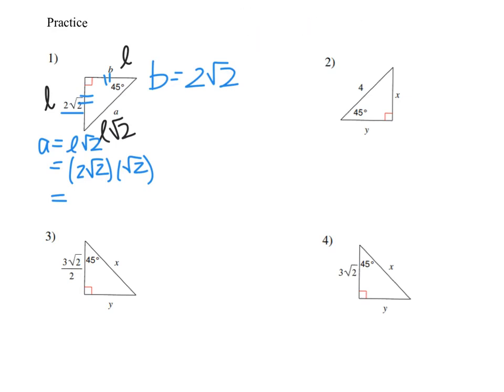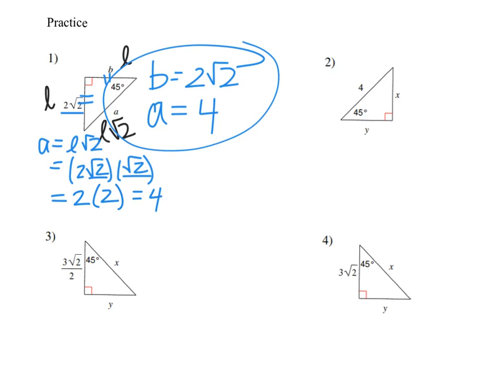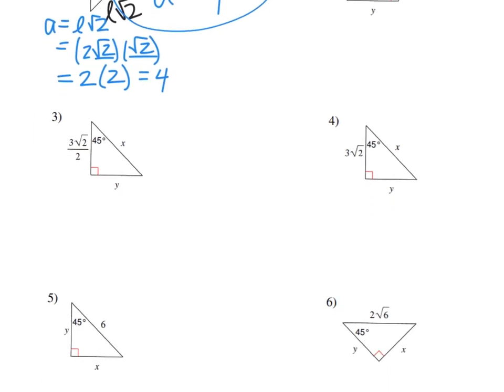Okay, so back to our problem over here. Just to refresh what we did, we're taking our leg, which we already know to be 2 root 2, and we're multiplying it by root 2. Therefore, this becomes our 2, and then root 2 times root 2 becomes another 2, which makes this 4. Therefore, my A value is 4. Okay? All right, first example.